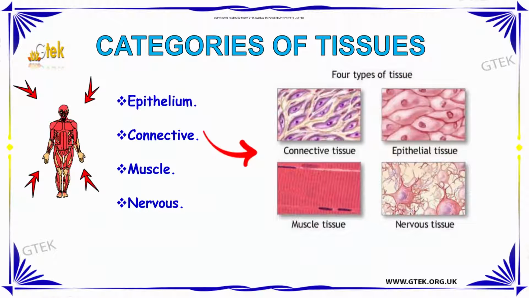Now let's see about the categories of tissues. Animal tissues are characterized by 4 types. The first one is epithelial tissue, then connective tissue, muscle tissue, and the final one is nerve tissue.